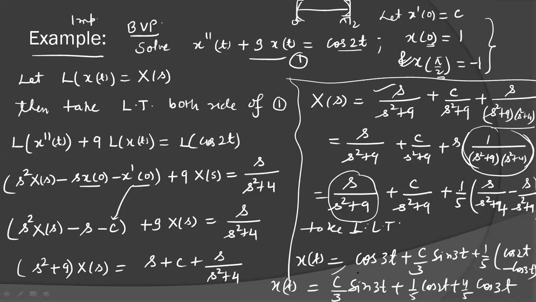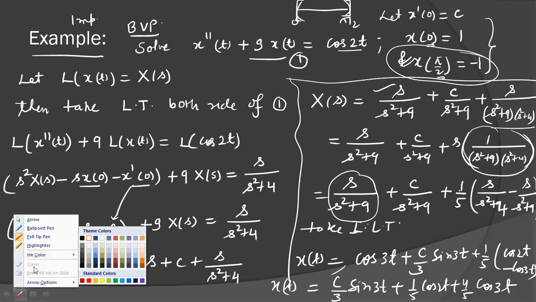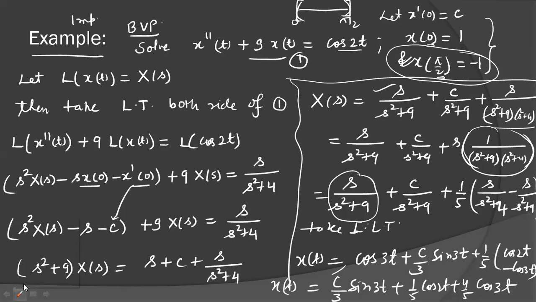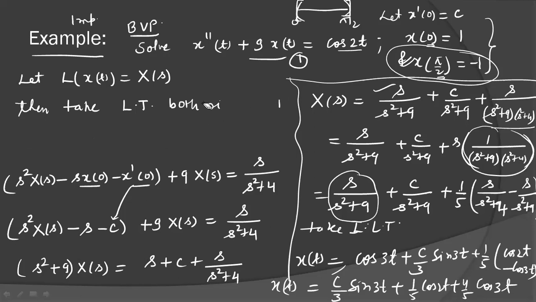Now how to find this value c? We will use the second boundary condition. Let's see how to use the second boundary condition here. So put t equal to pi by 2 on both sides. You can find the value of c. So put t equal to pi by 2 and simplify it. I am going to simplify here.